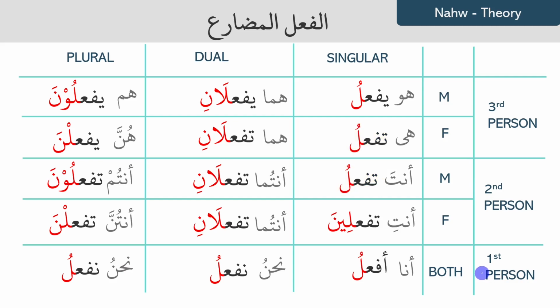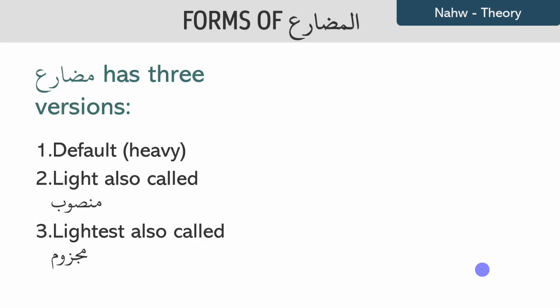Now mudari' is very different from al-madi because past tense verbs never change. They have fixed additions made to them. So you have, for example, fa'ala, fa'alat, fa'alna, and those stay the same and they never change. But the i'rab of the mudari' verbs is actually flexible, which brings me to the three forms of mudari'.